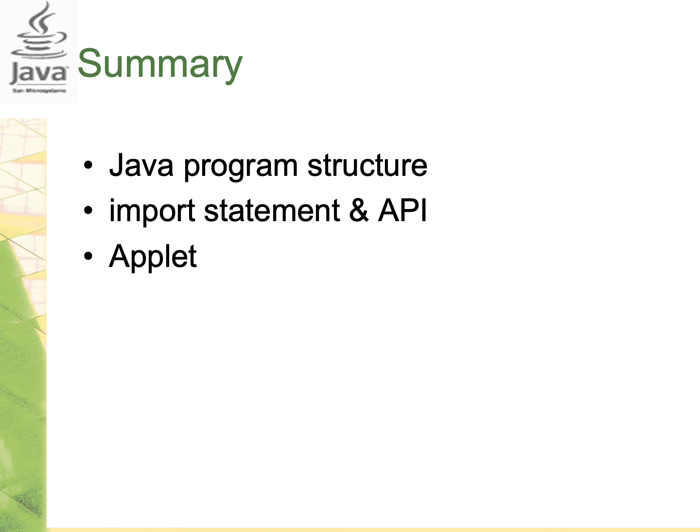To summarize, we have looked at the Java program structure, the skeleton of it, and the import statements and API, which is the predefined classes. We have also briefly seen what an applet is and the sample code of it.